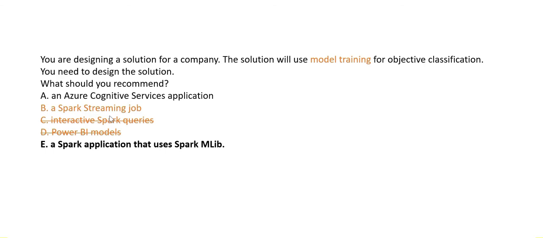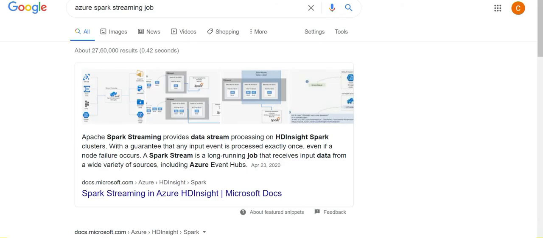Let's look at option B, a Spark streaming job. Spark streaming job provides data stream processing. So it is similar to middleware where you can connect it with event hubs and process the data. This processes the event exactly once. It is not used for machine learning. It is just used to transport the data on a real-time basis.